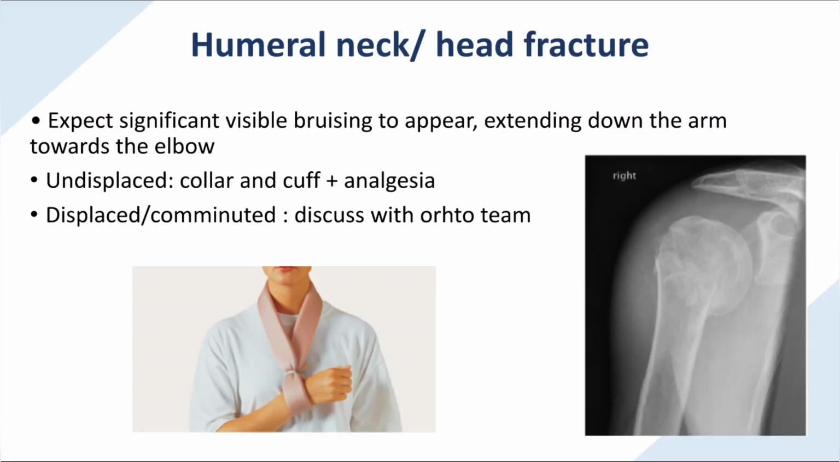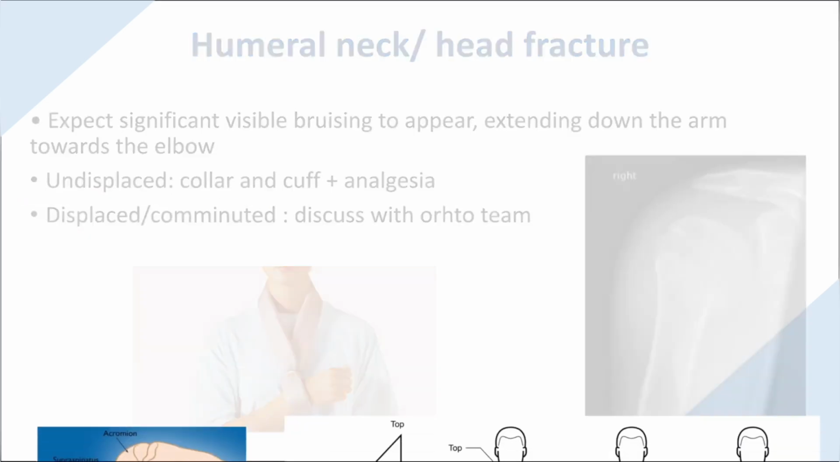Humeral neck and head fracture. So this is the neck fracture. Expect significant visible bruising to appear if there is a fracture extending down the arm towards the elbow. If it is undisplaced, just put it in a collar and cuff and give analgesia. If it is displaced or comminuted, discuss with the ortho team.